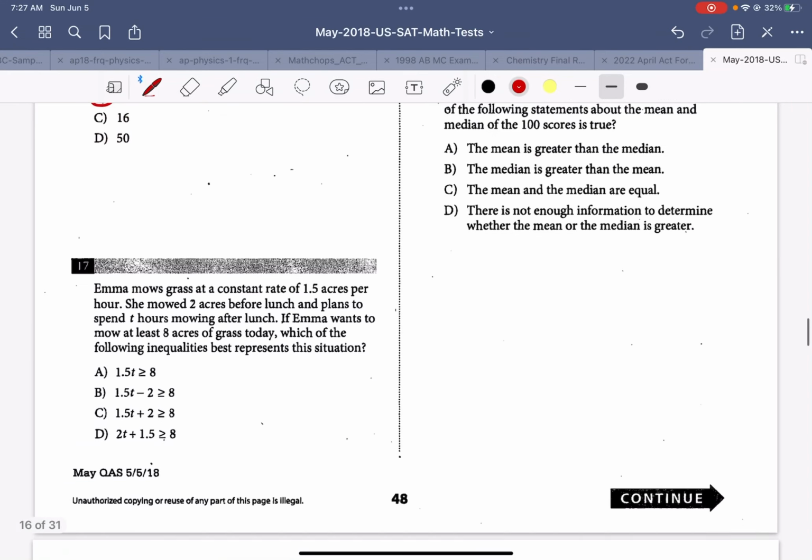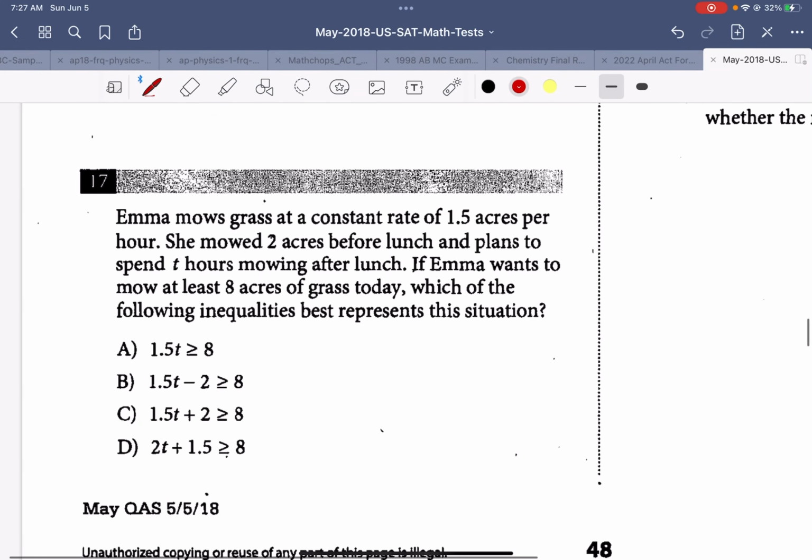Number 17. Emma mows the grass at a constant rate of 1.5 acres per hour. She mowed 2 acres before lunch and then plans to spend 3 hours mowing after lunch. Emma wants to mow at least 8 acres of grass today, and then which of the following inequalities best represents the situation?